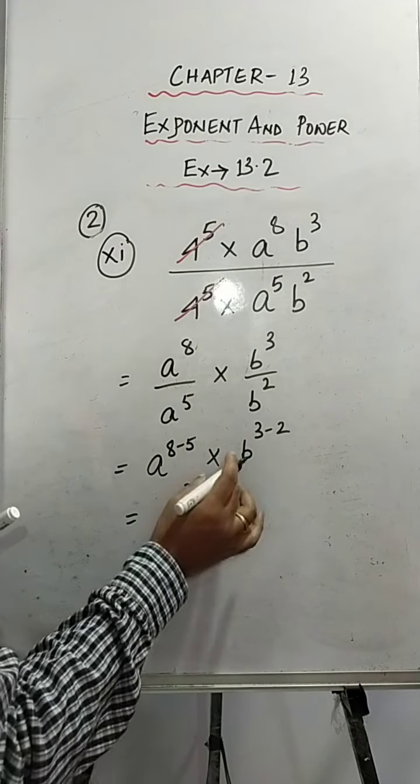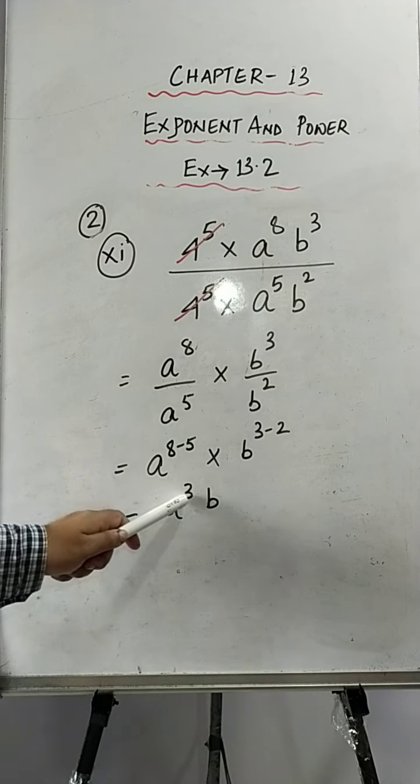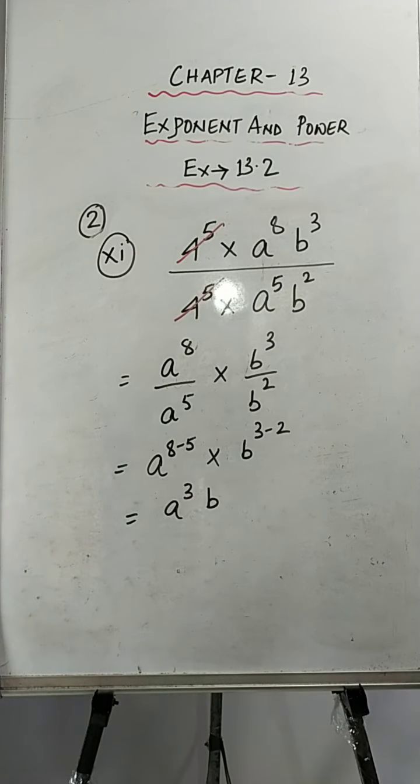We do not write b to the power 1. b means b to the power 1. So this is our required answer. That is a cube b. Okay. So now let's do the last sum of today's session, that is sum number 12.